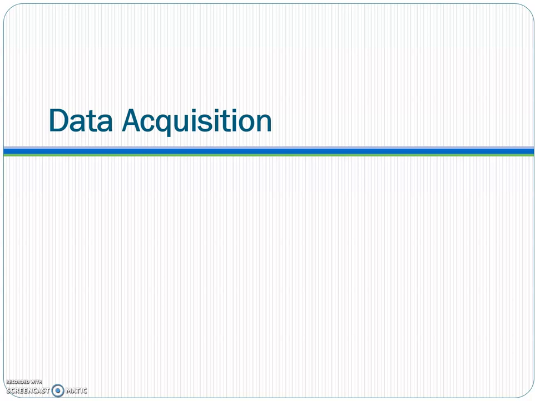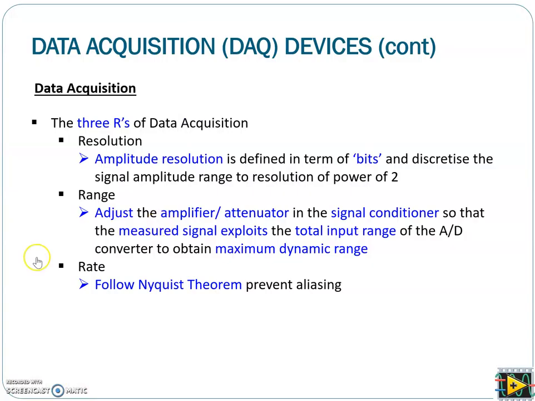So what are the 3Rs? In data acquisition, the 3Rs refer to resolution, range, and rate. The first R is the resolution. Here, it refers to the amplitude resolution, or how accurately the signal is discretized in the y-axis of the time signal. It is usually defined in terms of bits and discretizes the signal amplitude range to a resolution of power of 2.